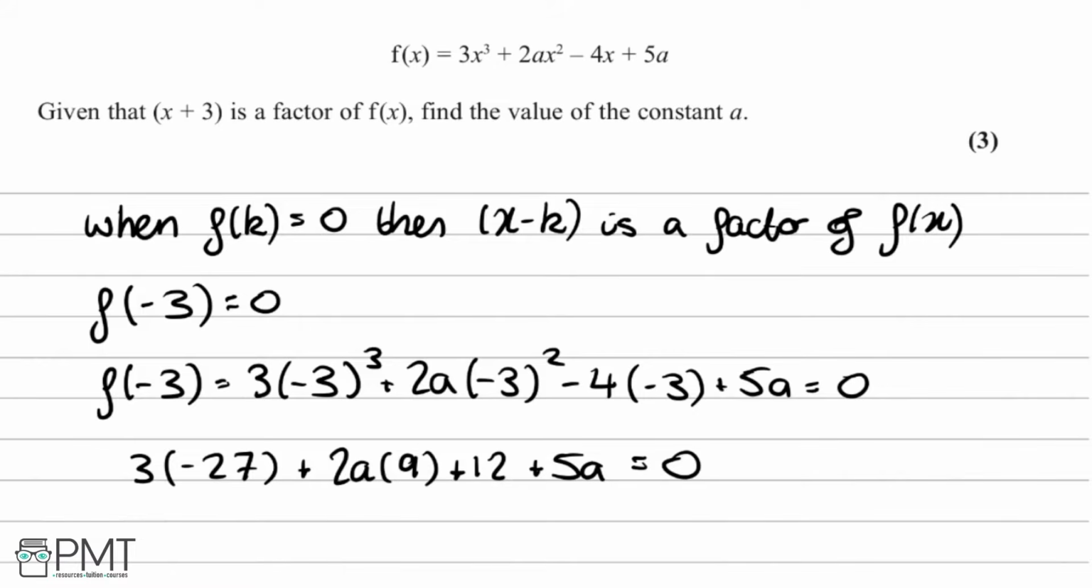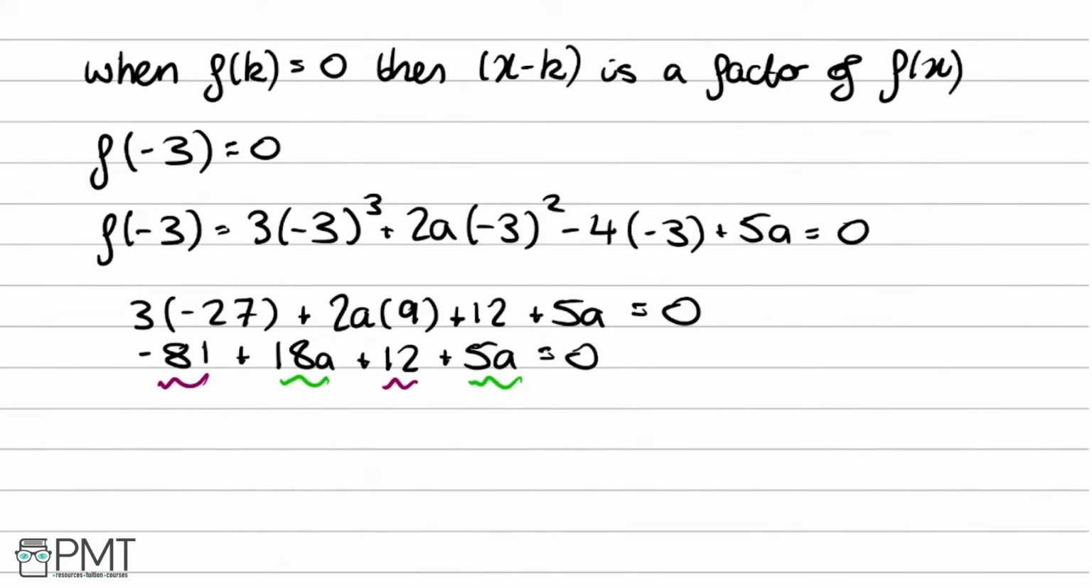Now we're going to just multiply out the rest of the brackets. So 3 times minus 27 is minus 81, plus 9 times 2, so 18a, plus 12, plus 5a equals 0. So now what we can do is collect like terms. We can collect together both the a's and both the constants. Adding the minus 81 and the 12, we get minus 69. And then the 18a and 5a, we get plus 23a. And that all equals 0.